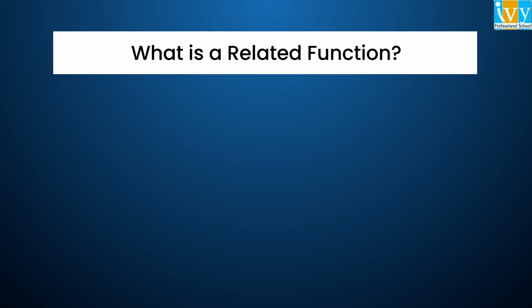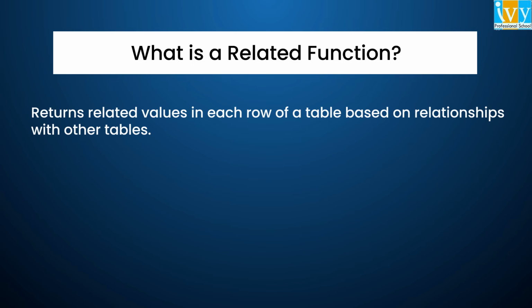The next DAX function is the related function. Related function works correctly when our data models in Power BI are perfect. It returns values in each row of the table based on a relationship with the other tables. Can we compare related with VLOOKUP in Excel? That's correct. Related works exactly as the VLOOKUP function in Excel works. However, here we do not need to mention the lookup value or the table array. We just need to mention the column from where we want the value.